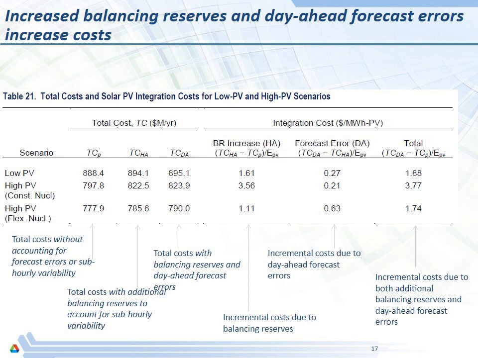And so by adding this intermediate step, we're able to parse out how much of this total integration cost is due to balancing reserves versus forecast errors. And we saw that on average, it's the balancing reserves that end up being somewhat more expensive than the forecast errors. That's on average. So let's unpack that a little bit more.